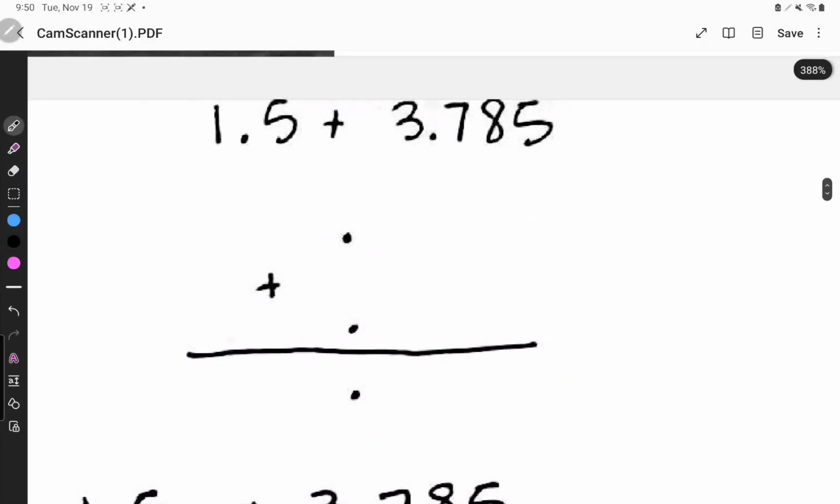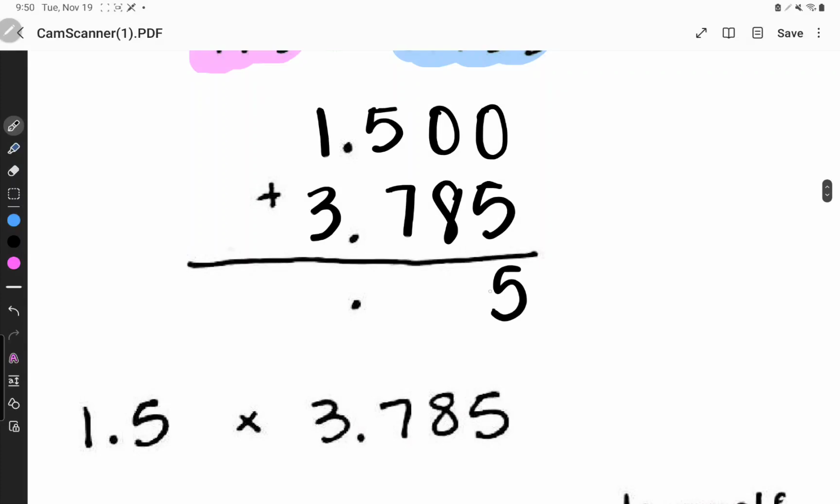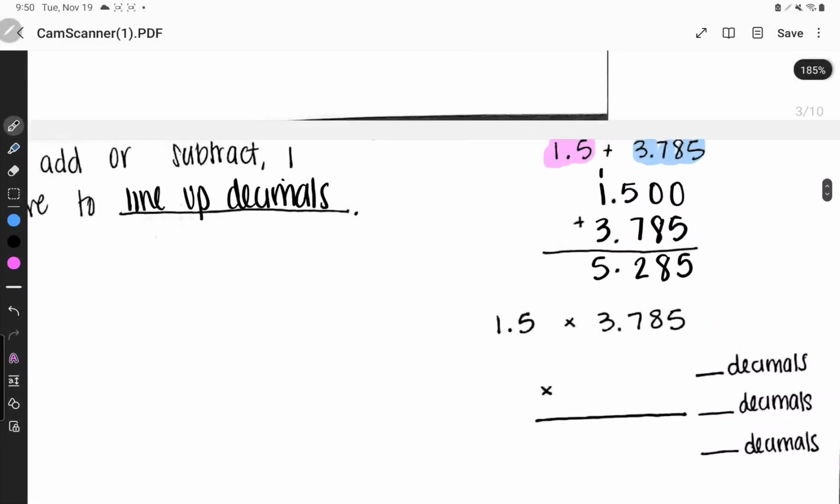So if you look over here, we have the example of 1.5 plus 3.75. First thing I did was line up my decimals. Now 1.5, the 1 goes before the decimal, the 5 goes after. In 3.785, the 3 goes before the decimal, the 785 goes after. I have 2 little blanks right there above the 85, so I have to add a 0 and a 0. When you add them, that gives you 5.285. The big thing to remember is just that you have to line up your decimals.